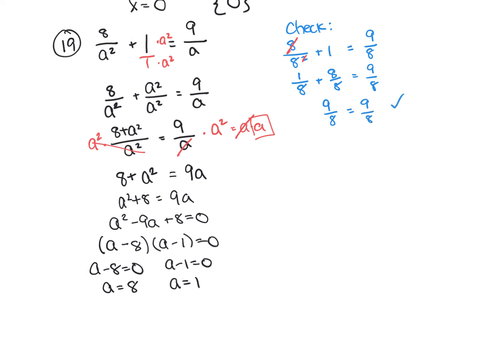And then if we try this with 1, we get 1 over 1 squared plus 1 is equal to 9 over 1. Oh, excuse me, this is probably 8 over 1. Let's see, we end up with 8 plus 1 is equal to 9, or 9 is equal to 9. So we know that answer also works.